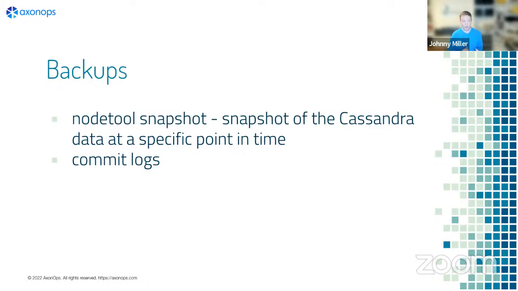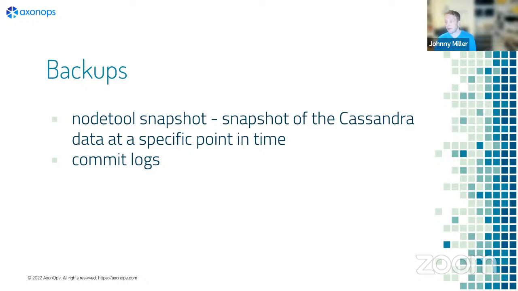Now, fortunately, Cassandra provides you with some tools to take your backups. The first one is a tool that's part of nodetool called nodetool snapshot. What nodetool snapshot does is it takes a snapshot of all of the Cassandra data at that specific point in time. And then you've got to decide, what are you going to do with that backup? Are you going to leave it there? Are you going to copy it off the server? What are your plans with that backup?